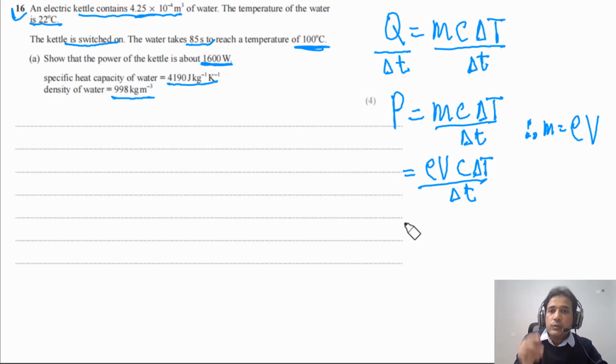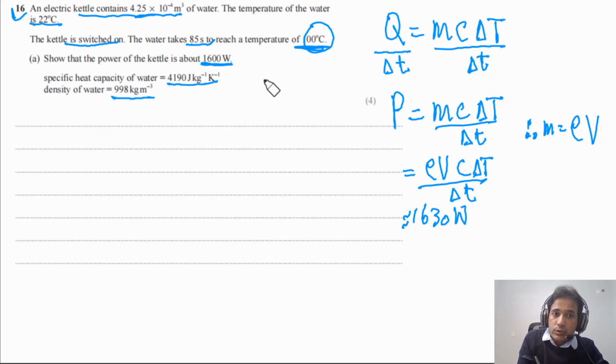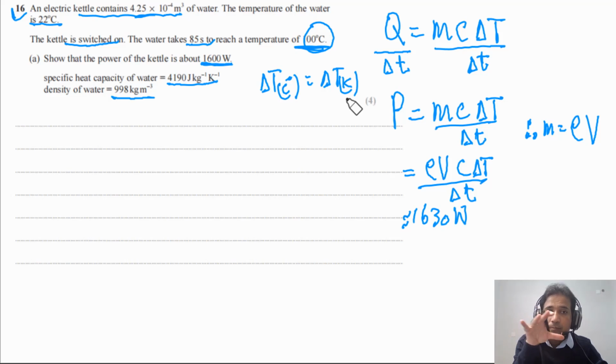Now simply we need to plug in values, and if we plug in values, our answer will be about 1630 watts. In this case, we do not need to change the units because the temperature is already given in degrees Celsius. But you need to understand that a difference in temperature in degrees Celsius is equal to a difference in temperature in Kelvin. So you can directly use temperature in degrees Celsius. And if you plug in values now, this will be the answer.